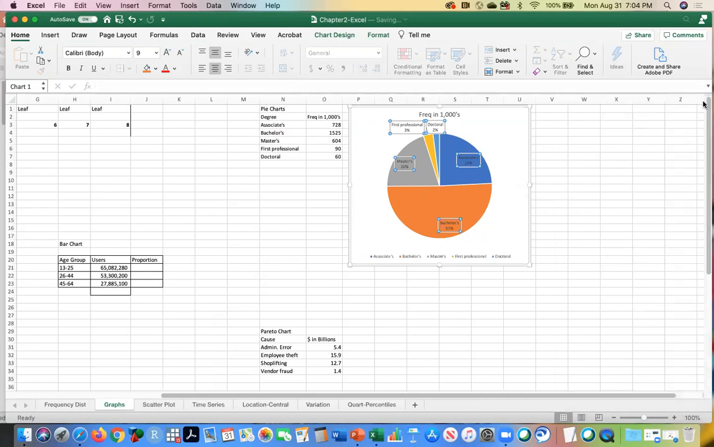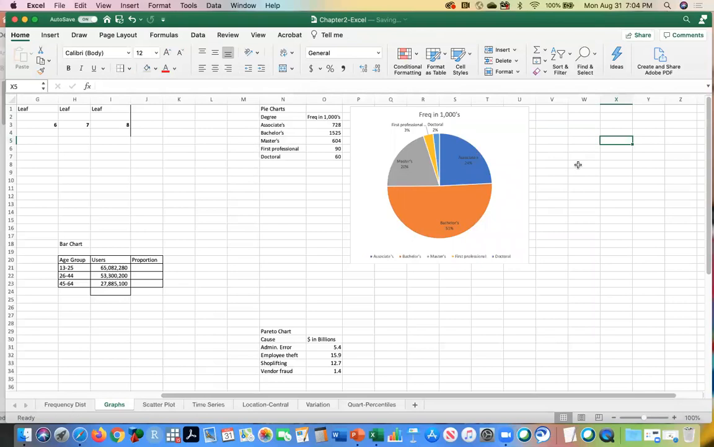So you can create pie charts very, very easily. First professional 3%, doctoral 2%. That is easier to understand. Probably if I see the numbers, I will be scratching my head. But if I see the percentages, I can say, wow, these 1,525 represent 51%. So for example, if I was the president and I wanted more research, probably I would be emphasizing the number of doctoral students in the school. I don't know, things that can happen.